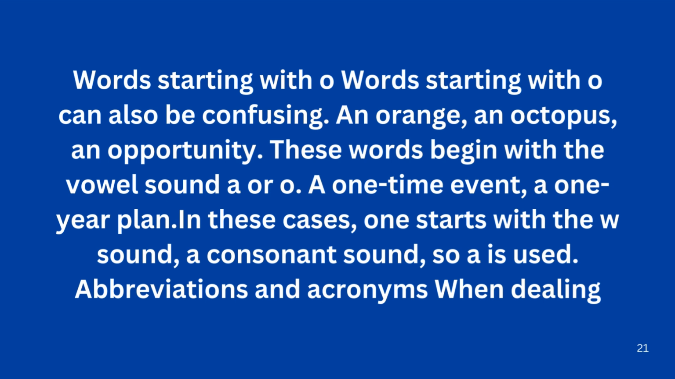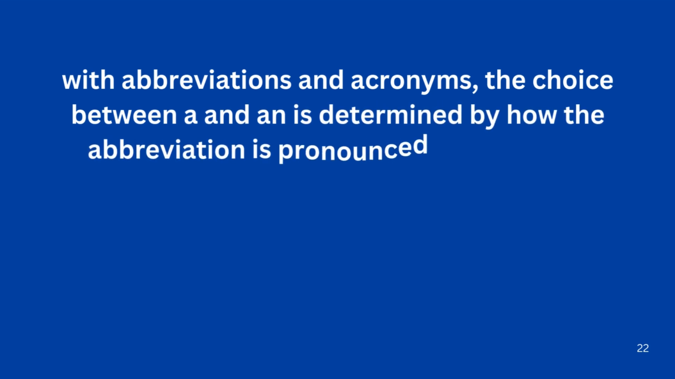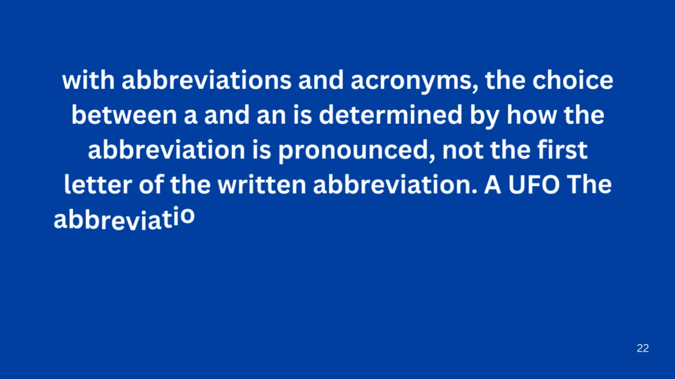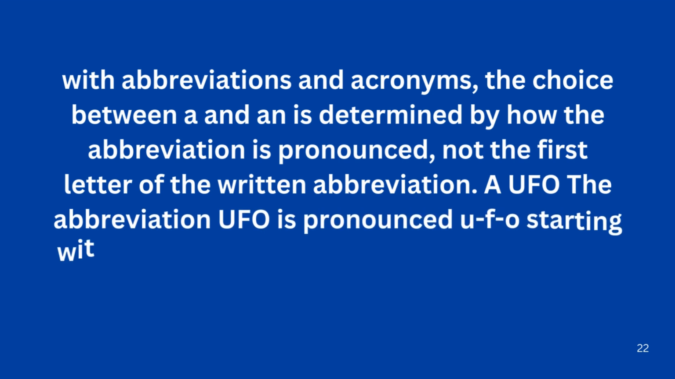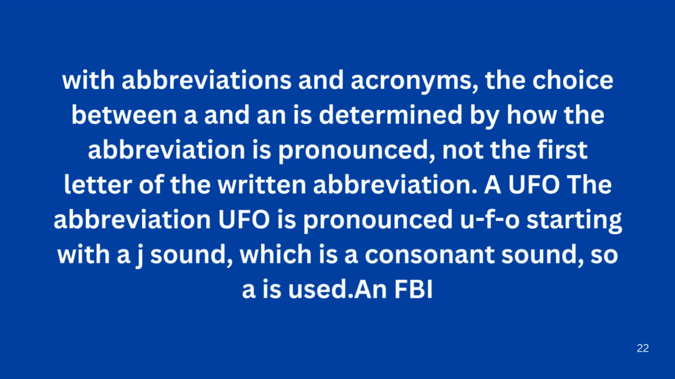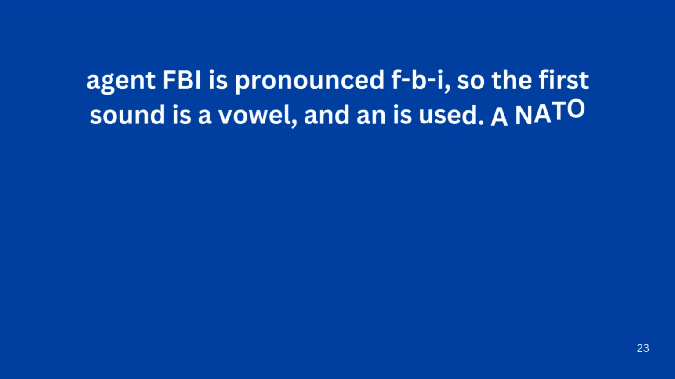Abbreviations and acronyms. When dealing with abbreviations and acronyms, the choice between a and an is determined by how the abbreviation is pronounced, not the first letter of the written abbreviation. A UFO. The abbreviation UFO is pronounced "yoo-eff-oh," starting with a Y sound, which is a consonant sound, so a is used. An FBI agent. FBI is pronounced "eff-bee-eye," so the first sound is a vowel, and an is used.